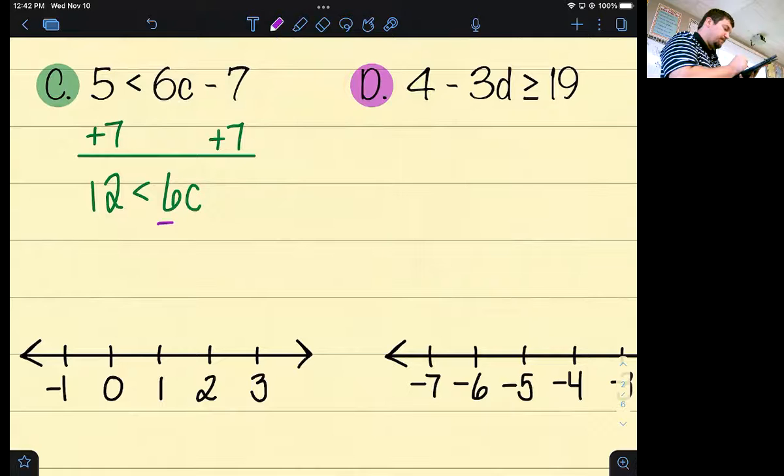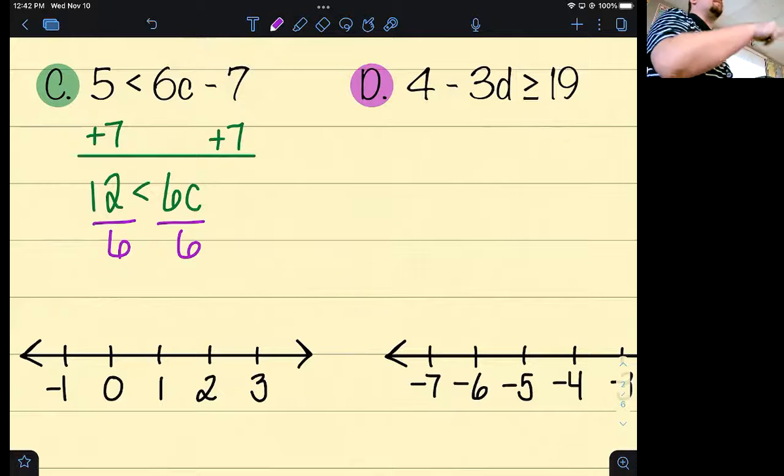Divide by 6. Whenever I'm dividing by a positive number or multiplying by a positive number, I do not have to flip the sign. Only when it's negative, like the last problem was.